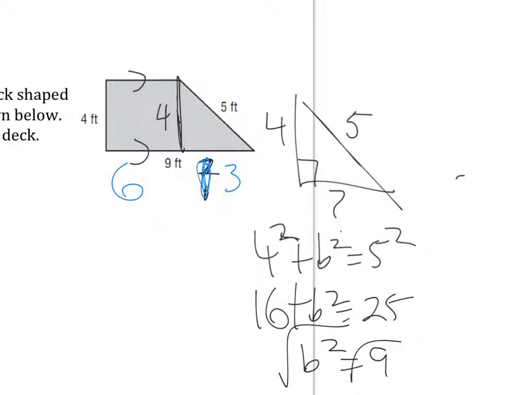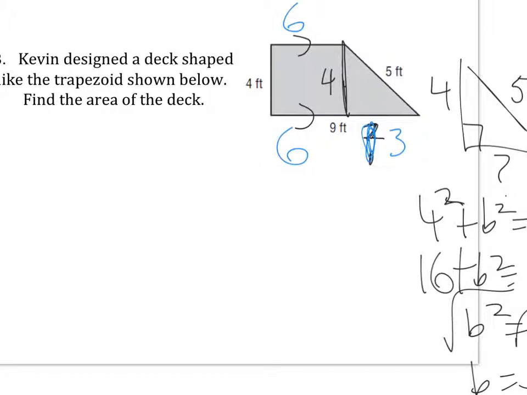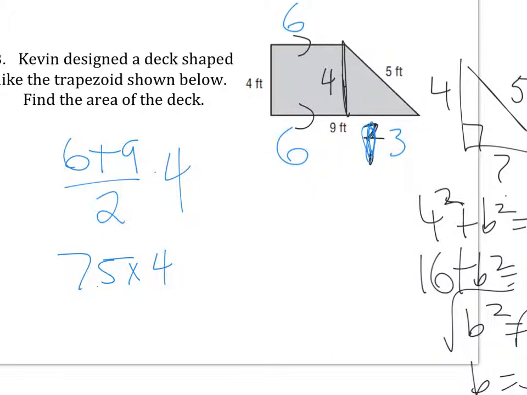So if I'm looking at solving this, what I've got to do is take a look here. I've got 6 plus 9 divided by 2 times 4. So that's going to be 15 divided by 2. It's going to be 7.5 times 4, which I really hope is 30. So the area of this thing is going to be 30 feet squared.